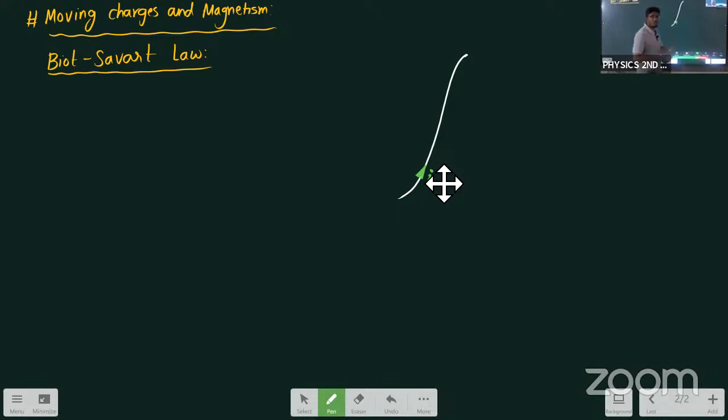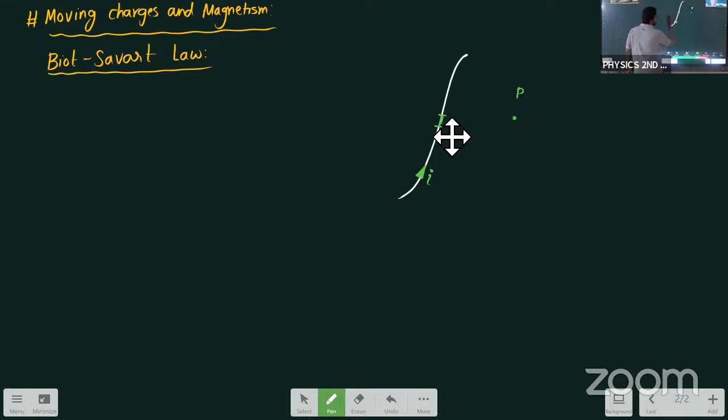But how much magnetic field is being created? The magnitude was given by Biot-Savart law. See here, let us assume one particular point P. At this point P, we want to determine the amount of magnetic field created. For that, what will we be doing? We'll be considering a small current element or length element here.